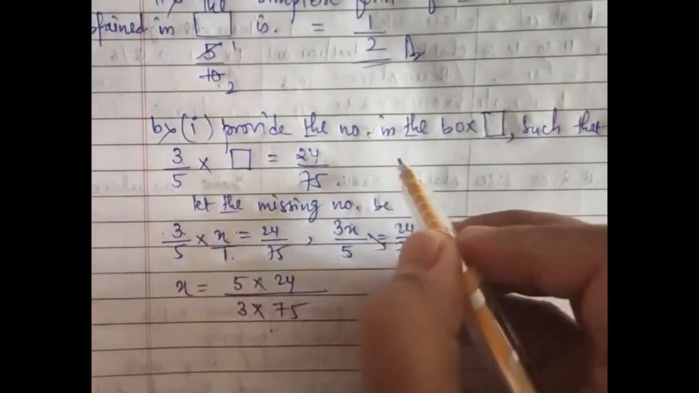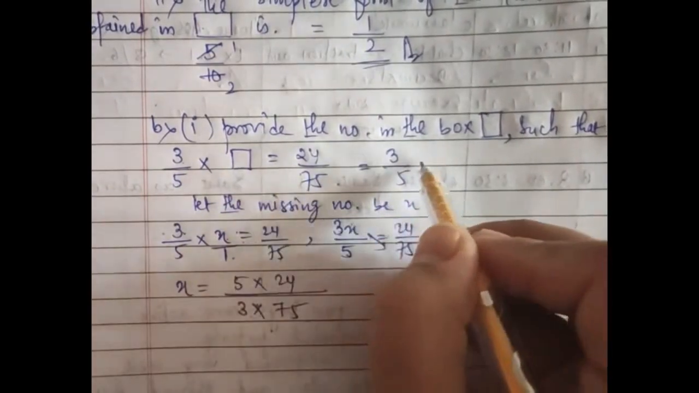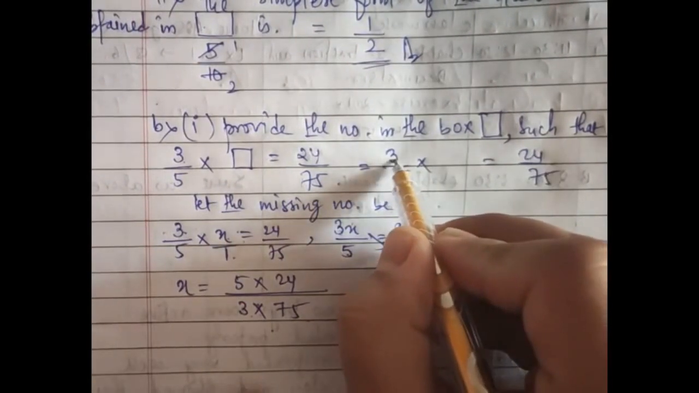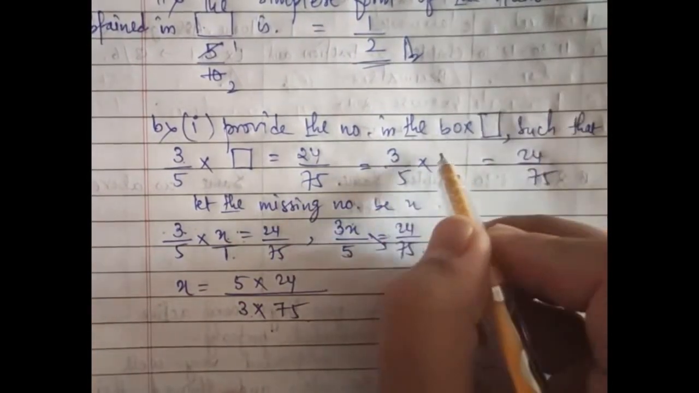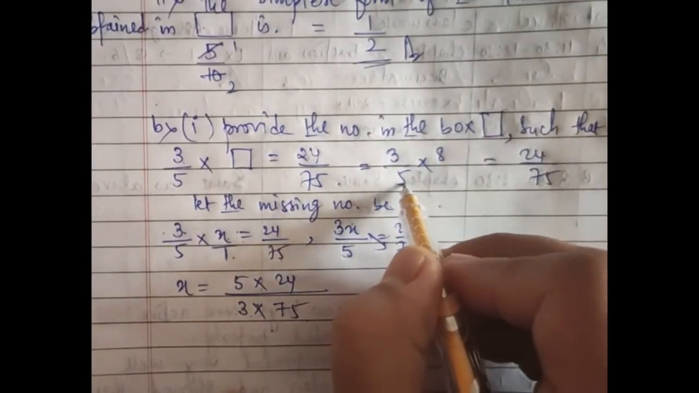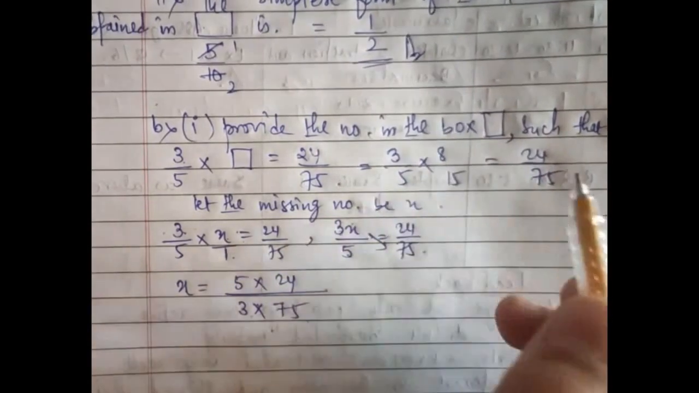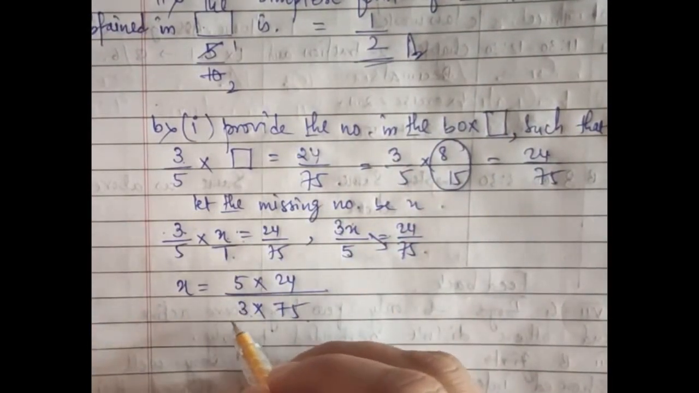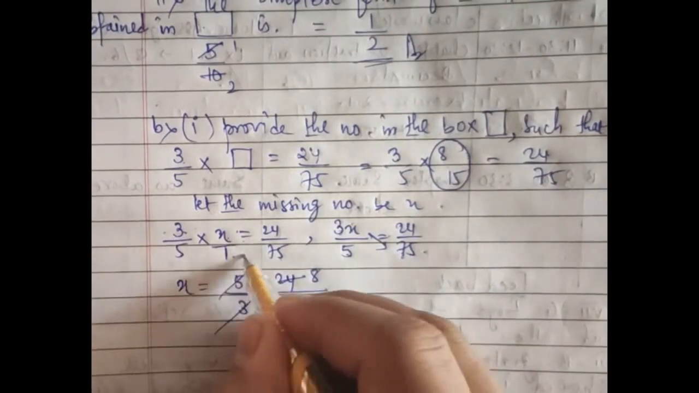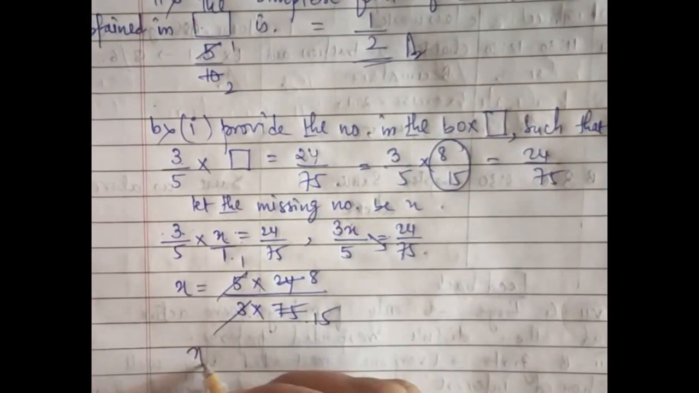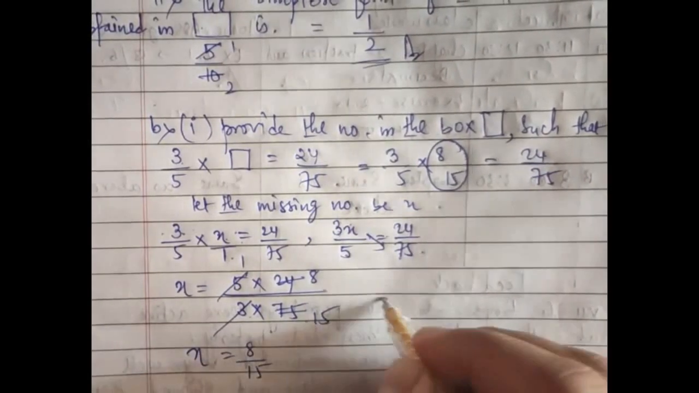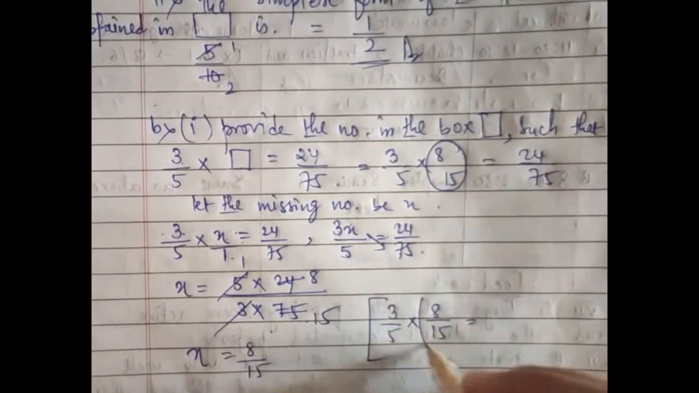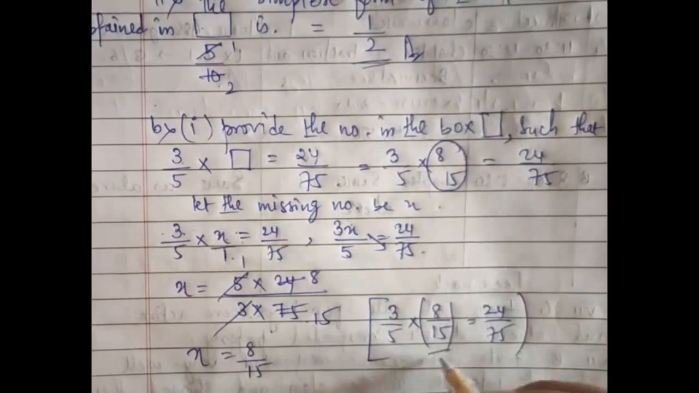So we can write directly with this one also to get 24 by 75, right? How many times with 3 will you get 24? 3 8s. And after multiplication with 5, how many times will you get 75? 5 15s. So we have to get this answer, 8 by 15. 3 1s are 3, 3 8s are 24, 5 1s are 5, 5 15s are 75. So we got our x value, that is 8 by 15, isn't it? So we can fill it here like this: 3 by 5 into 8 by 15 is equal to 24 by 75. So our answer is 8 by 15.